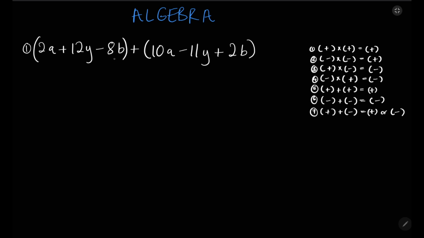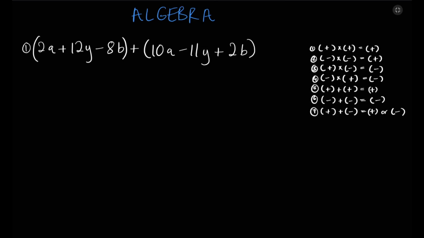Let's check in the first bracket if we have any like terms. We have a, y, and b. We don't have any like terms there. In the second bracket, we have a, y, and b. So we don't have any like terms there. So let's look for like terms across our bracket. We have 2a. Do you have any other like term? You have 10a. Yes, we have a and a. So 2a and 10a are like terms, this and that.